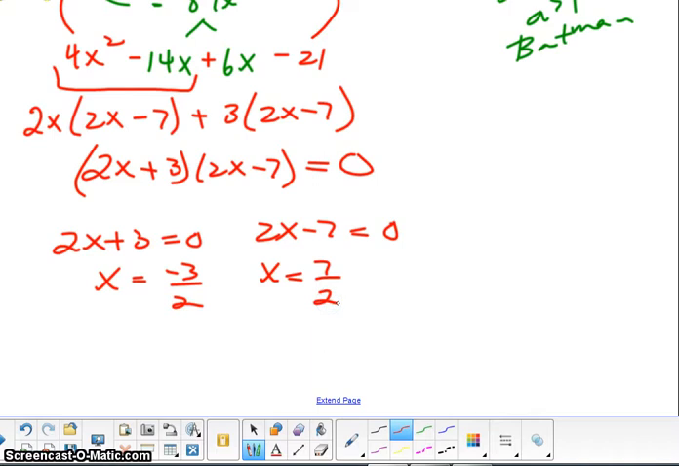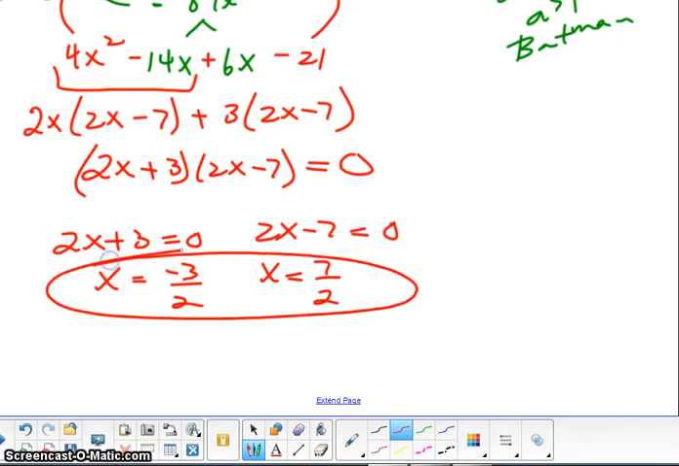And if you look at the original problem, it is asking you 4 times the square of a number is 21 more than 8 times the number. So both of these numbers will work. Let's go on to another type of question.